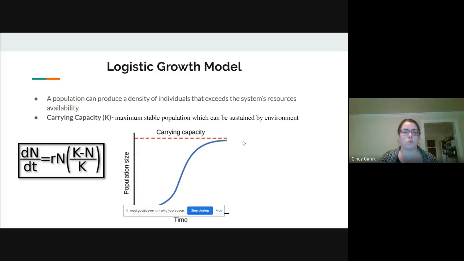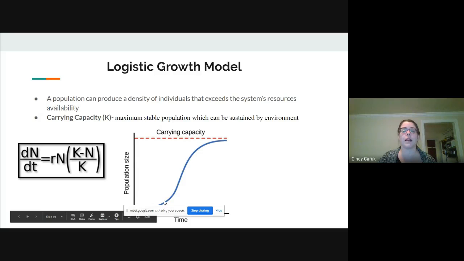Your logistic growth model is going to take in something different. It takes in carrying capacity. This is much more realistic because carrying capacity is the maximum stable population that can be sustained by the environment. There are limiting factors that keep a population from typically going exponential. It can be water, it can be habitat, it can be mates, but there's always some type of limiting factor. And where it starts to level off, that's carrying capacity.